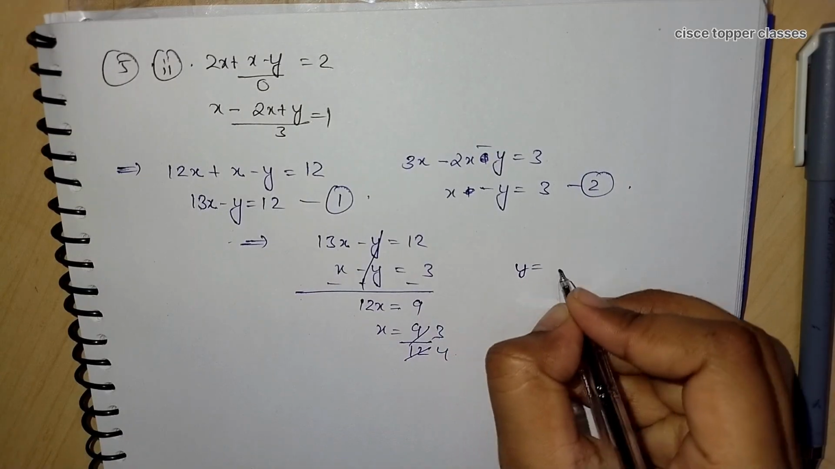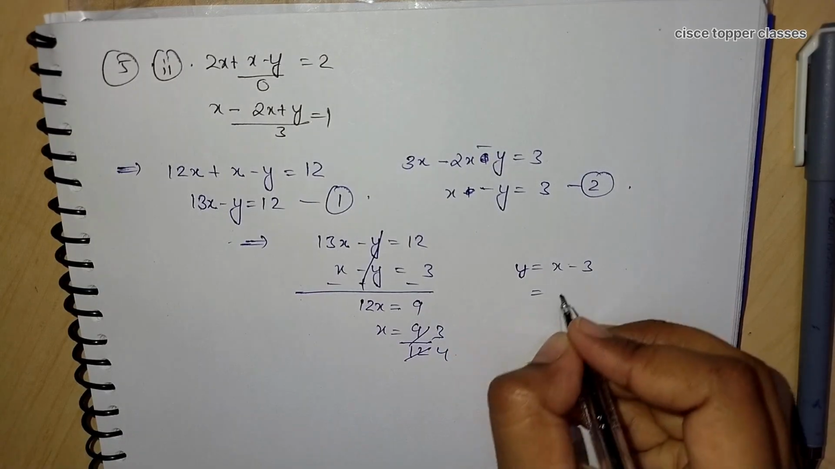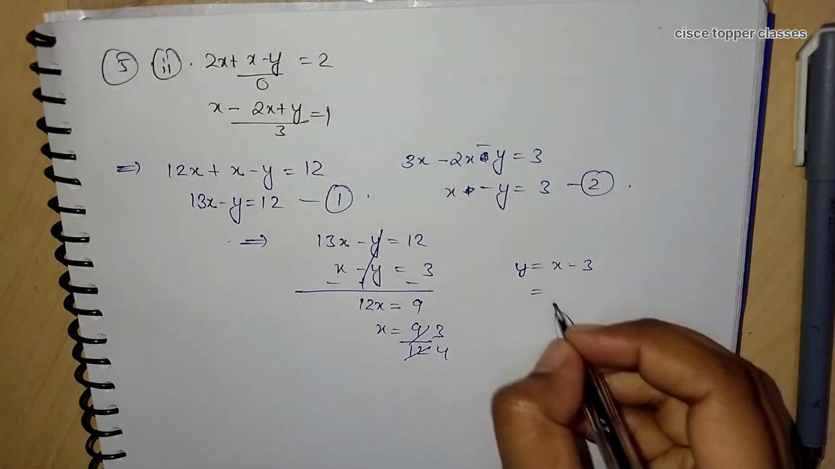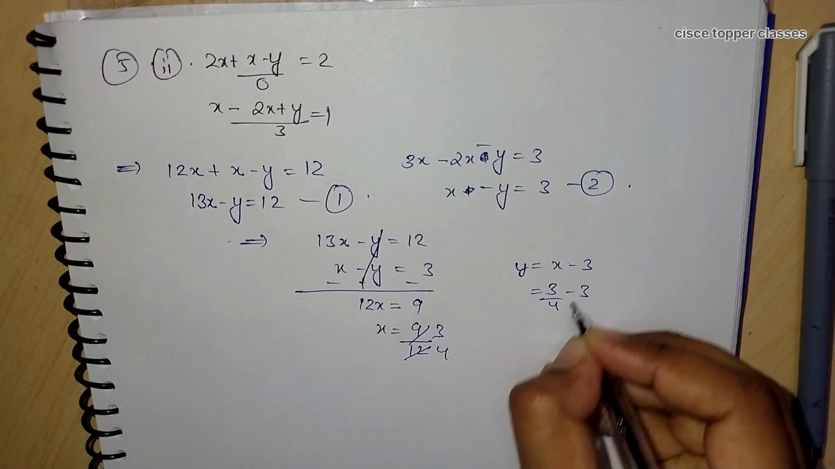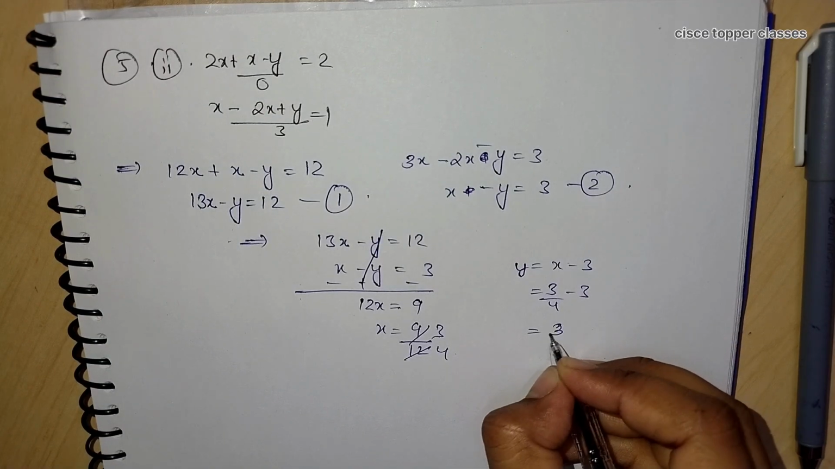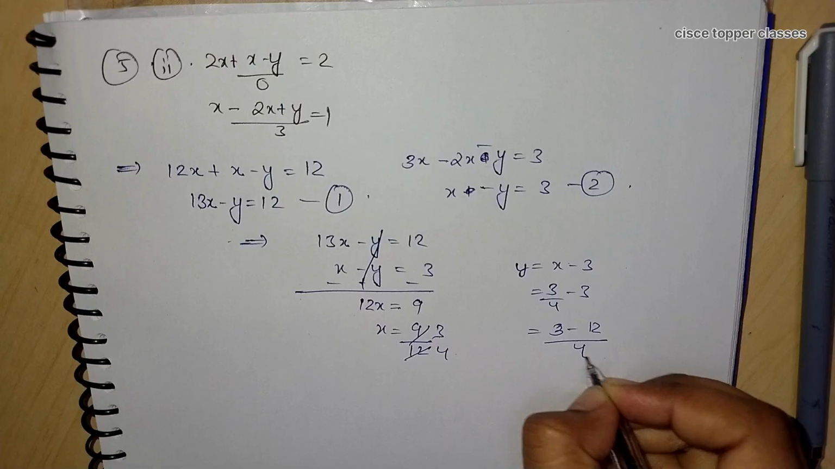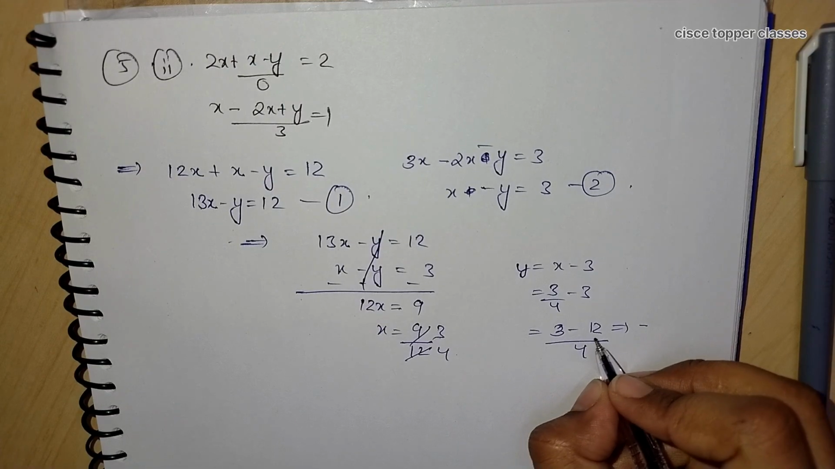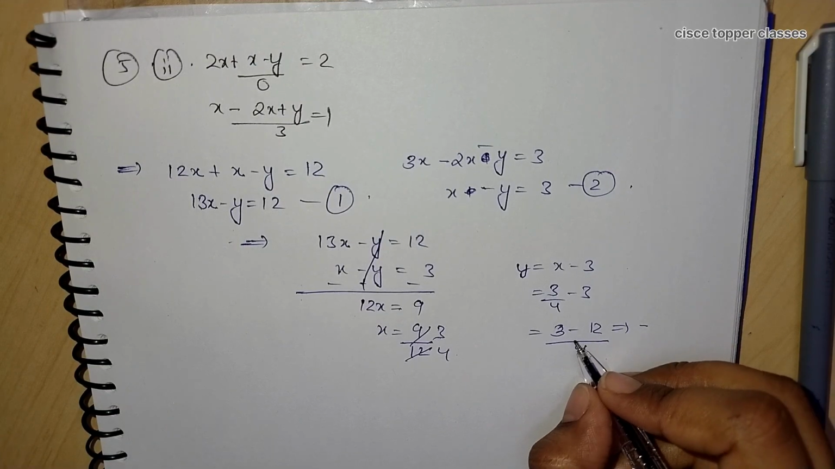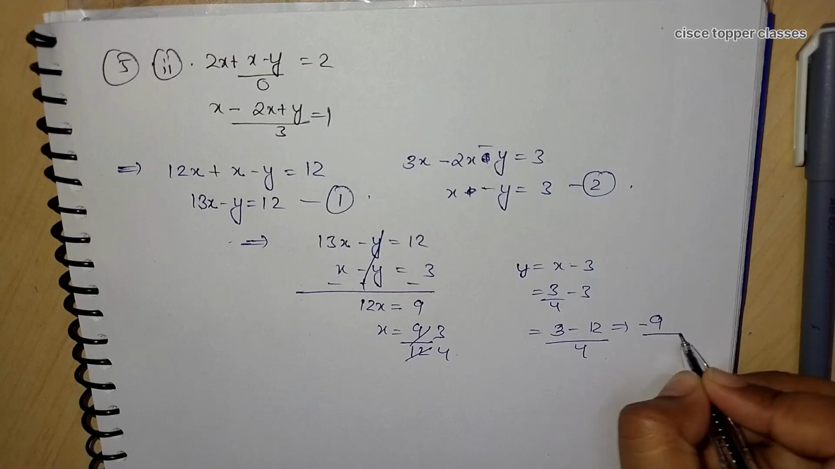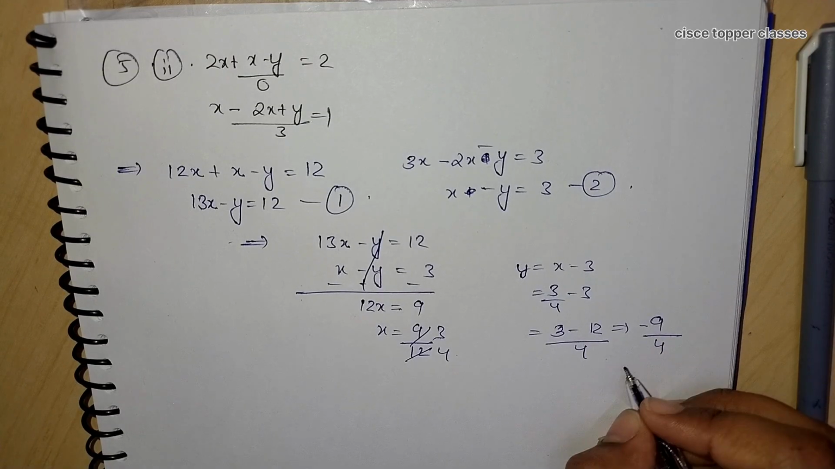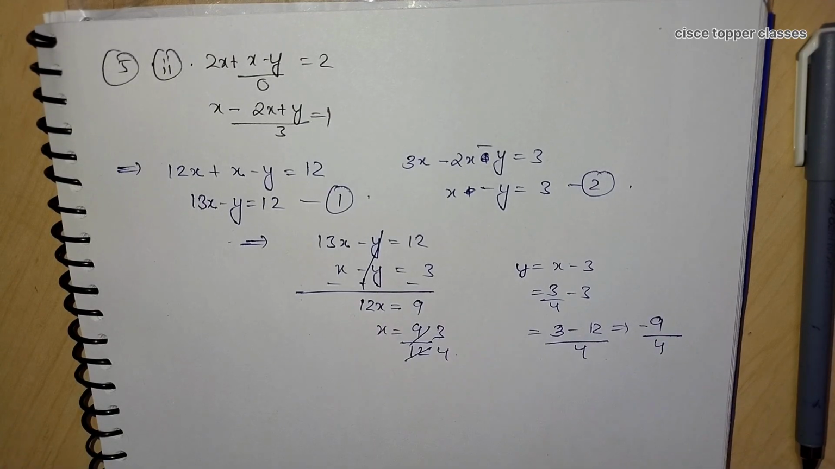Now to find the value of y, we can write y as x minus 3 here from the second equation. So 3 by 4 minus 3 is equal to 3 minus 12 divided by 4. So we can write it as minus 9 divided by 4. So this is the answer here in this question.